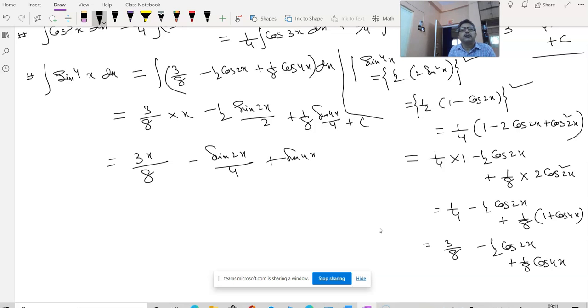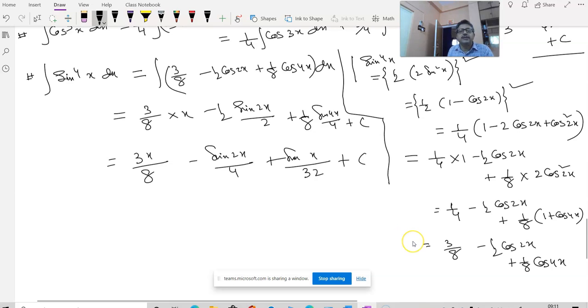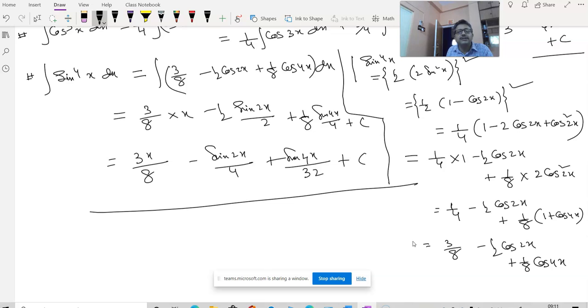Plus sin 4x by 32 plus c. This is the answer. So can we integrate sin to the power 6 this way?